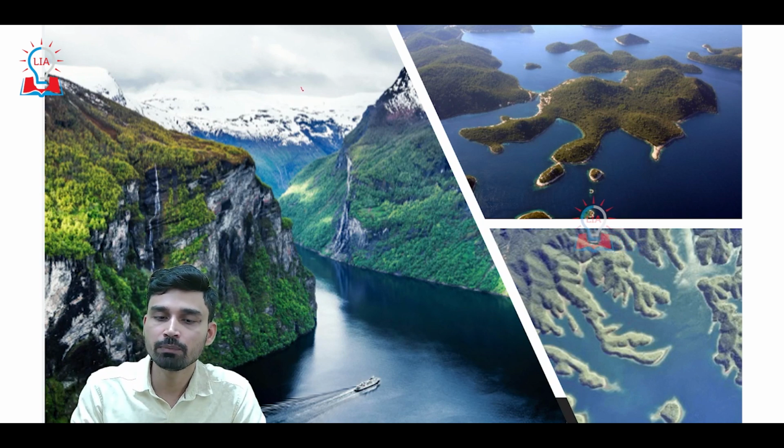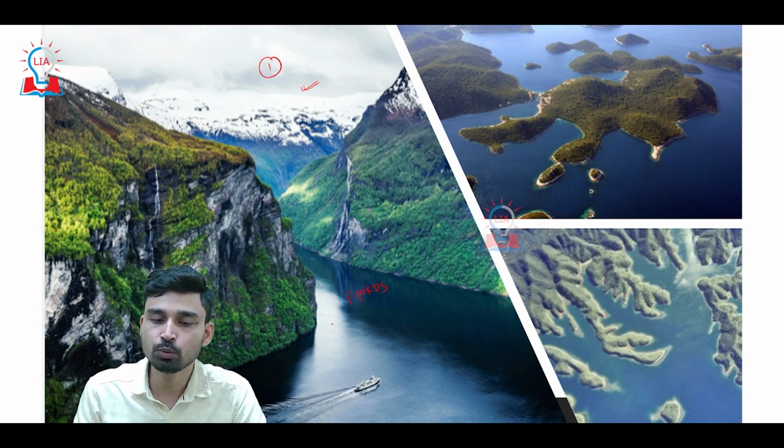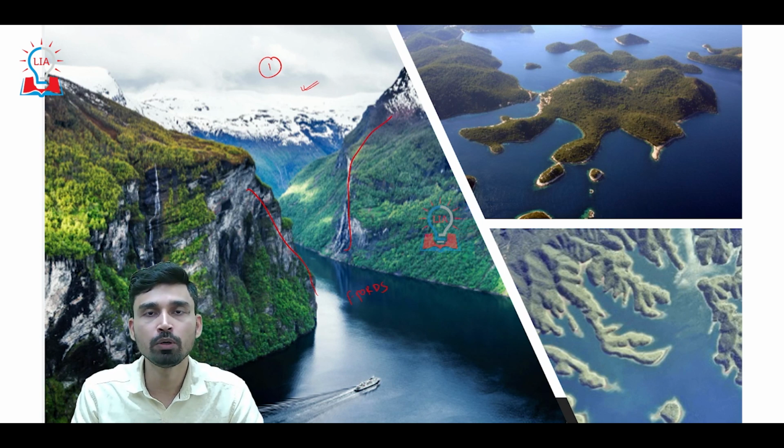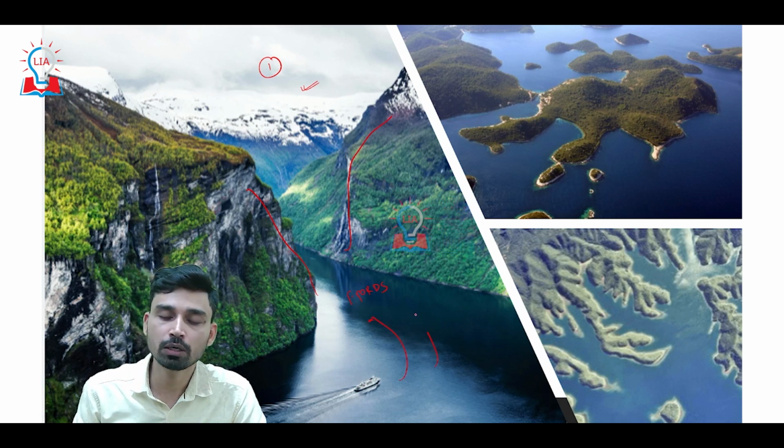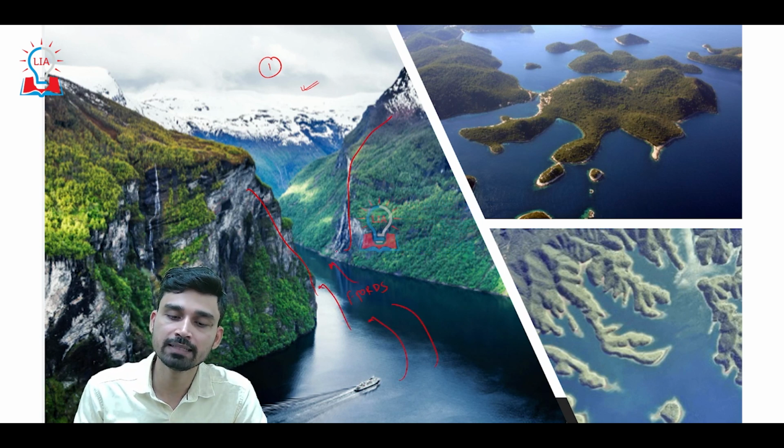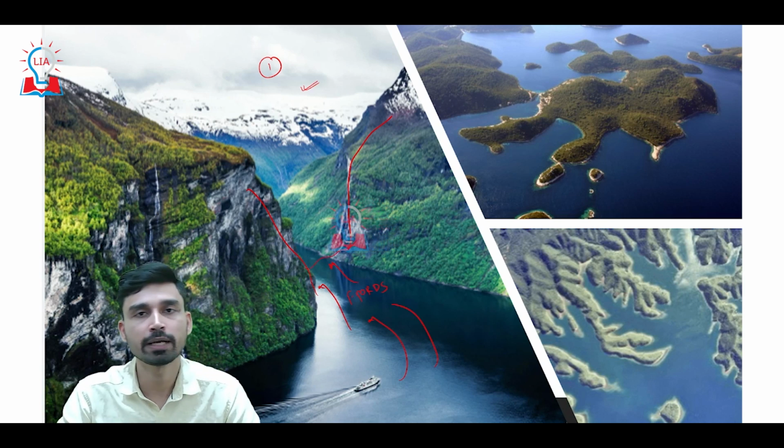If you look at this particular picture, this is the picture that refers to the fjords that we have discussed right now. As we can see, these are U-shaped valleys, and on both sides they are surrounded by steep-walled mountains, and the seawater has entered into these low-lying glaciated valleys, forming a fjord-like structure.